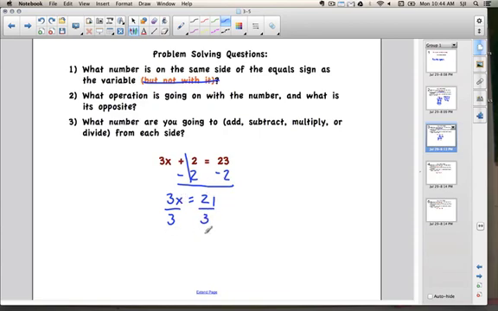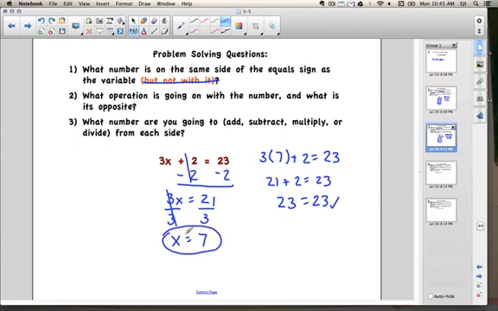Whenever you do something to one side of the equal sign, you have to do the other. 3 divided by 3 cancels out, and you're just left with x equals 21 divided by 3 is 7. And if we wanted to go back through and check it, anywhere you see x, you can put 7 in this equation up here. So 3 times 7 plus 2 equals 23. Order of operations says you're going to multiply before you add. So 3 times 7 is 21 plus 2 equals 23. 21 plus 2 is 23. Bring everything else down. 23 is equal to 23. That's a true statement. So here is our answer. x equals 7.